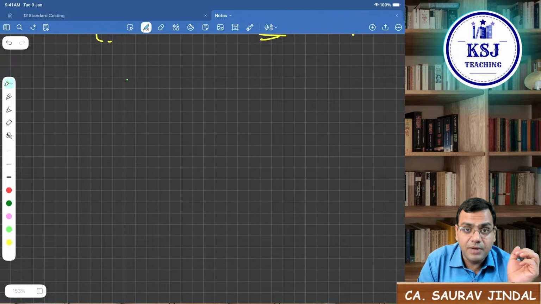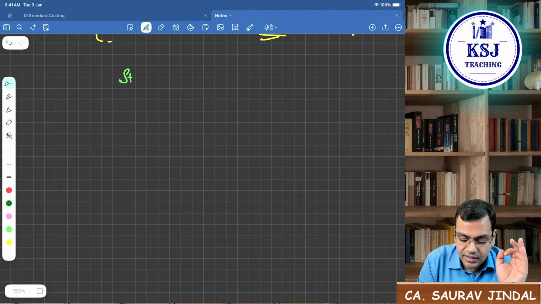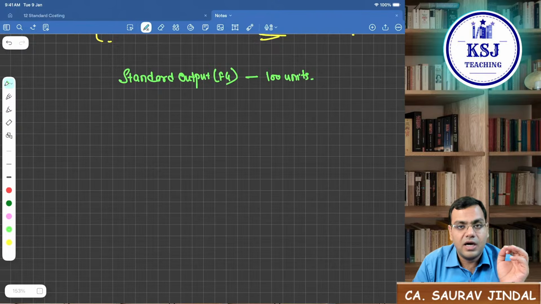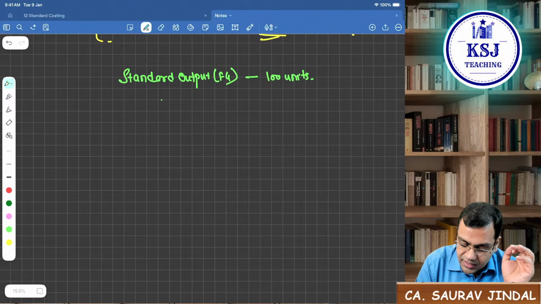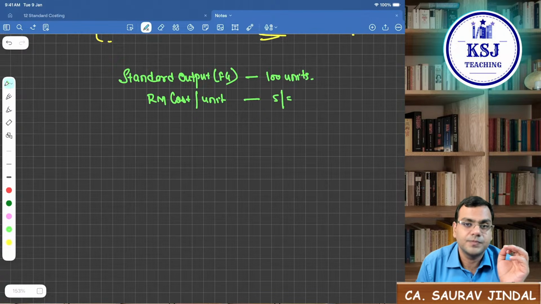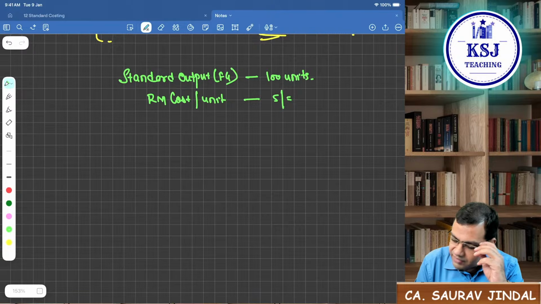Let's say you planned for your standard output. Standard output is what you are planning to make. Output means here FG. You planned for 100 units, and you are saying that raw material cost per unit will be 5 rupees. Right? Will be 5 rupees.